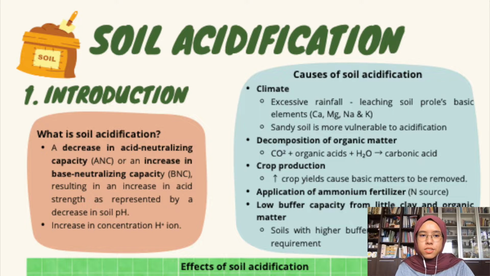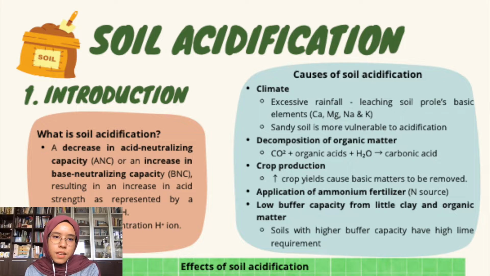Next, we have application of ammonium fertilizers. Transformation of such sources of nitrogen fertilizers into nitrate releases hydrogen ions to create soil acidity. And the last cause we have here is low buffer capacity from little clay and organic matter. Soil buffering is related to the amount of clay and organic matter present in the soil. The larger the amount, the higher the buffer capacity. Soils with higher buffer capacity, if acidic, have higher lime requirement.